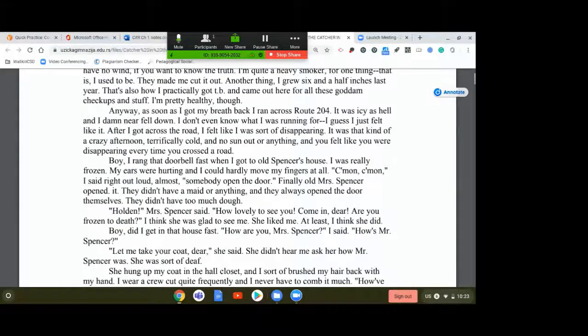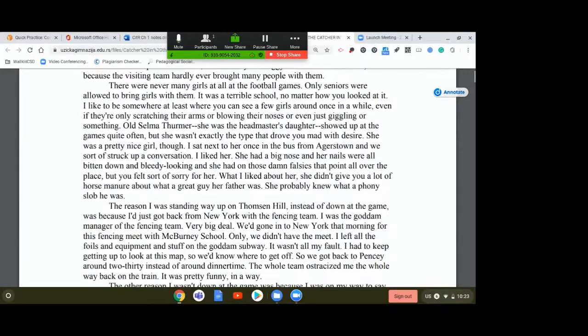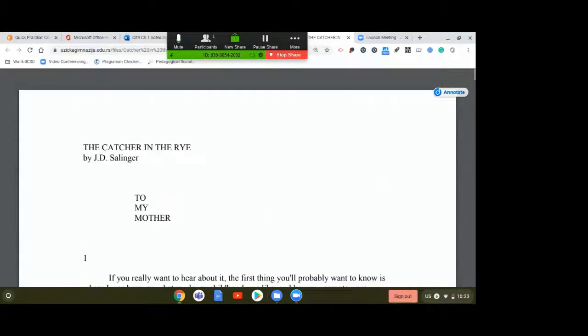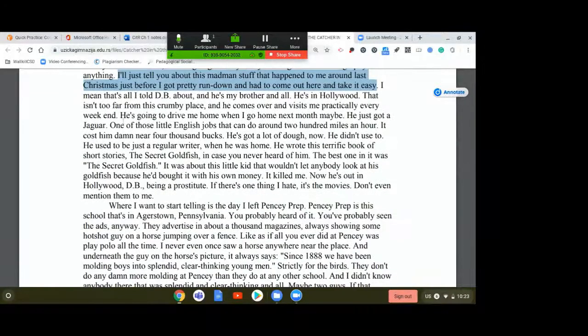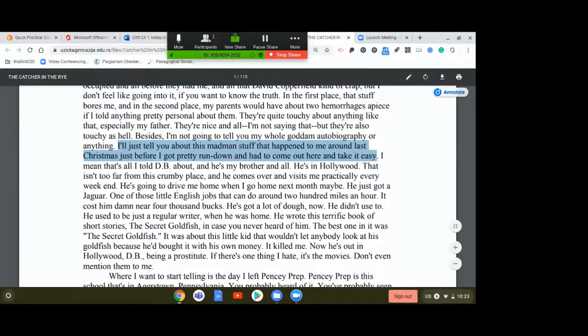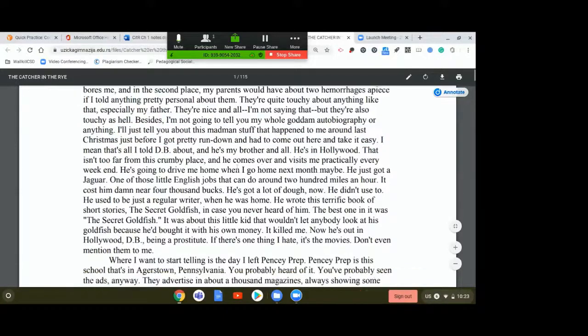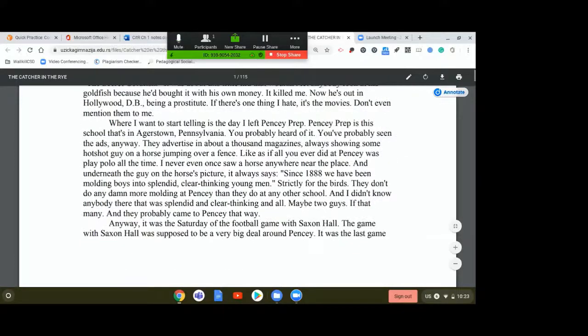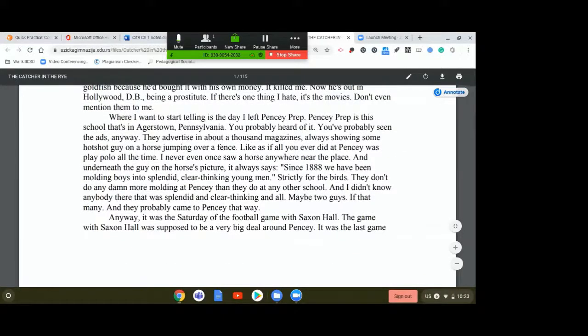So, Holden and chapter 1. Just remember, the first paragraph is his real time and place somewhere near Hollywood. He's there because he got run down and he had to take it easy. His brother DB lives nearby. Then the rest of this chapter is set at Pencey Prep, which is in this fictional town called Hagerstown, Pennsylvania.